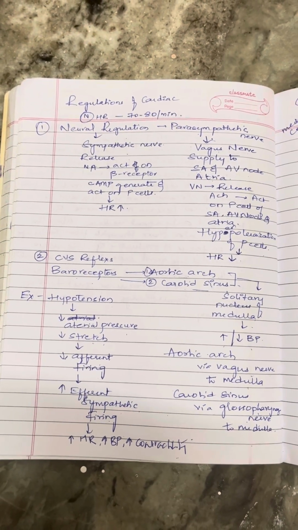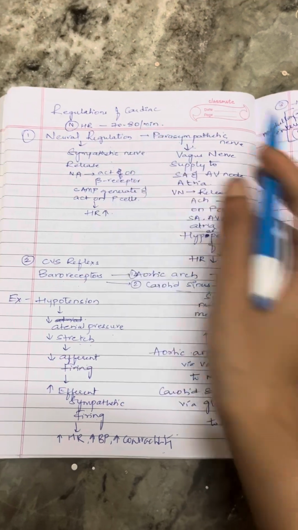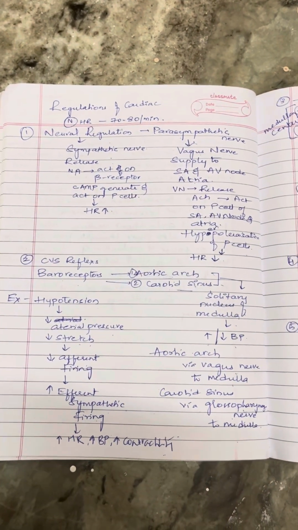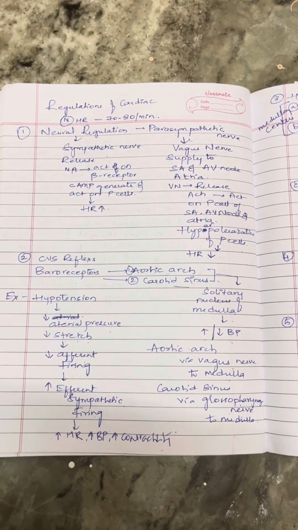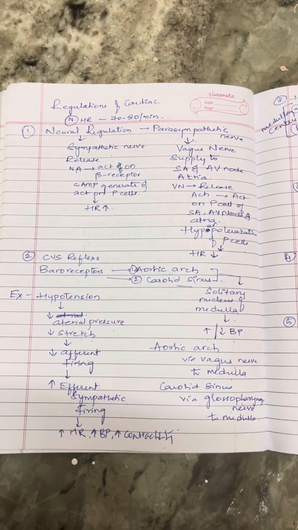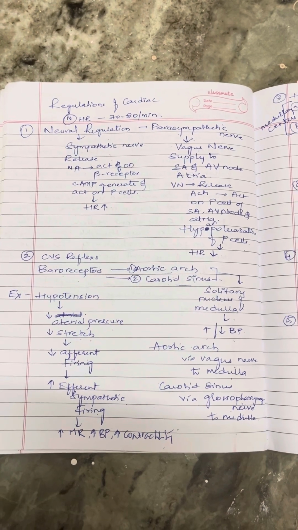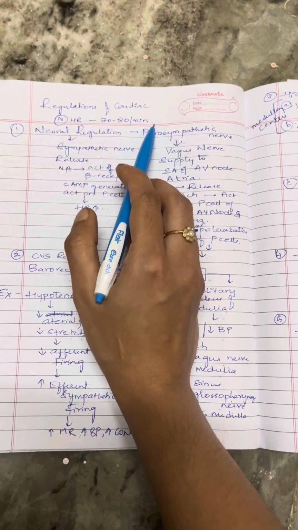Hi everyone. So today's topic is about the regulation of the cardiac heart rate, and you all know that the heart doesn't beat the same all the time. It usually speeds up when you run and slows down when you sleep. So let's try to understand how the body actually decides this. As you all know, the normal heart rate is 70 to 80 per minute.